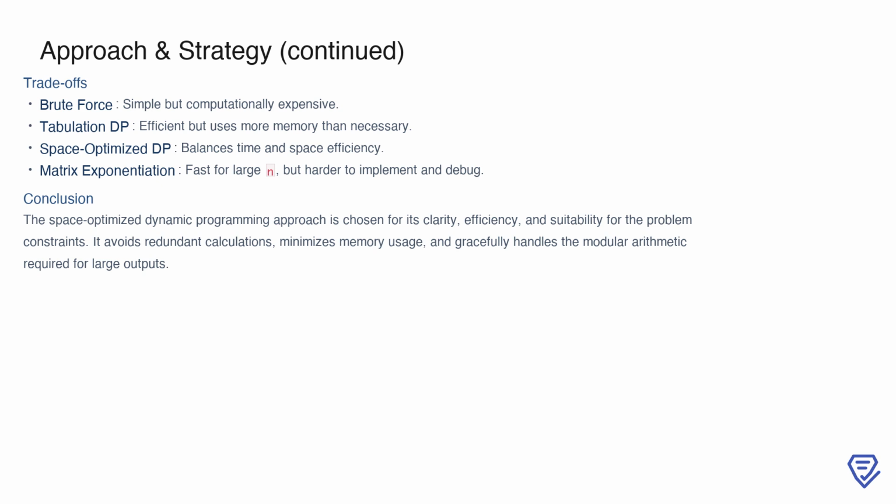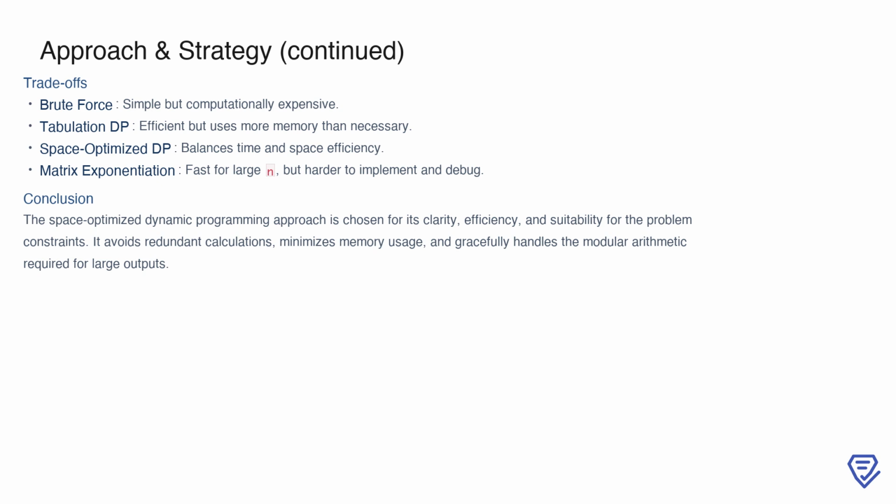Each of the approaches discussed comes with trade-offs. The brute force method is easy to understand but computationally prohibitive for larger values of n. The tabulation-based dynamic programming approach is efficient in terms of time but uses more memory than necessary. The space-optimized dynamic programming method strikes a balance between time and space efficiency, making it well-suited for this problem. While matrix exponentiation is the fastest for very large n, its complexity and implementation overhead make it less practical for typical constraints.